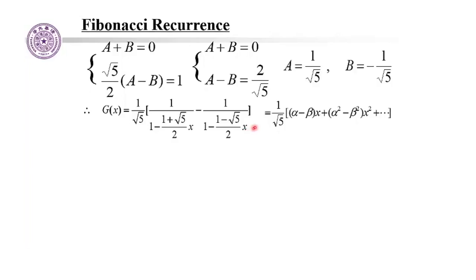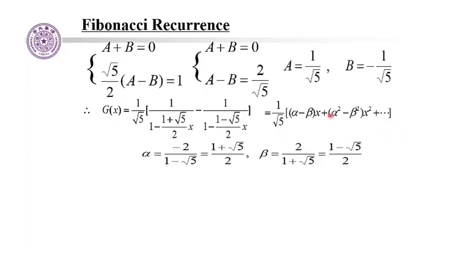Here, in order to be convenient, we denote 1 plus square root of 5 divided by 2 with alpha, denote 1 minus square root of 5 over 2 with beta. So this expression becomes a sum of multiple terms, which is 1 over square root of 5 times alpha minus beta times x plus alpha squared minus beta squared times x squared, so on and so forth. Now we've introduced alpha and beta and it's simplified to write gx.